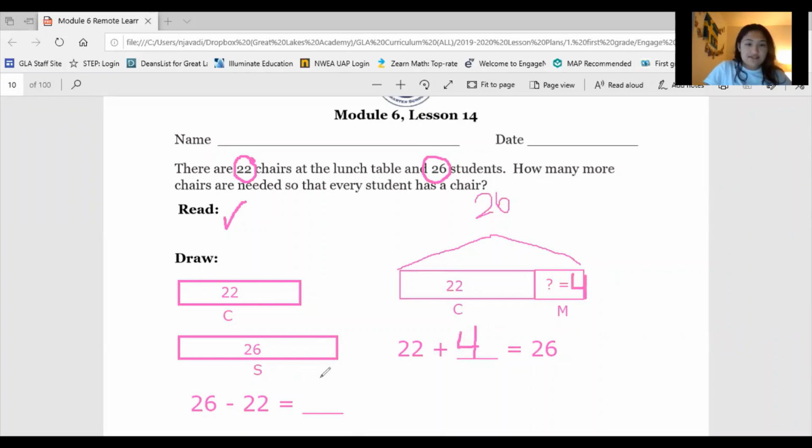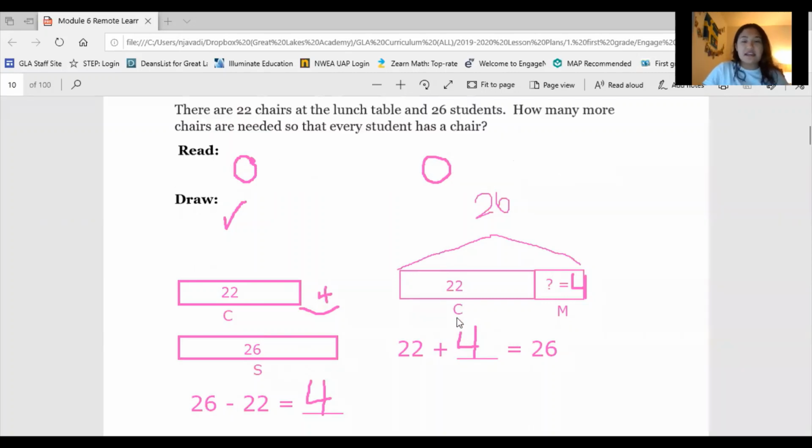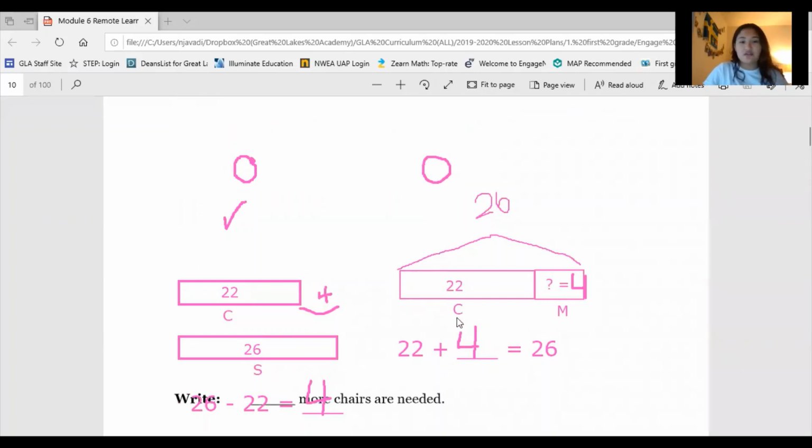So you could have solved using either a double tape diagram or a regular tape diagram. Both work just fine. And you can't forget to fill in your answer statement. So now we know that 4 more chairs are needed so that every single scholar has a chair at the lunch table. Let's go on to the next page.